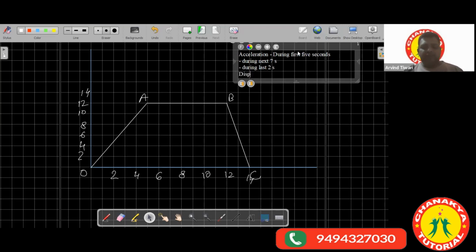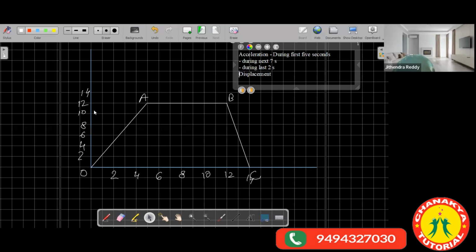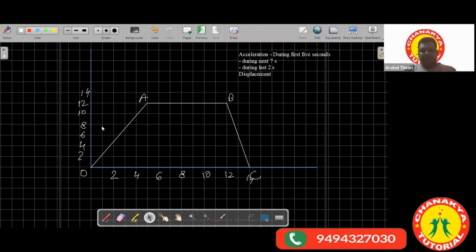Then you have to find the displacement, and the displacement has to be found as total. You have to give the total displacement. Okay, so can you find out all these information? Jitendra, are you there? Jitendra, Sampath. Yes, sir. Okay, so try to solve. You have to find the acceleration in all the three portions of the graph, and you have to find the complete displacement, the total displacement.